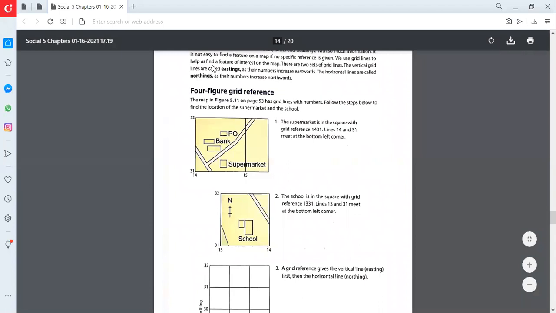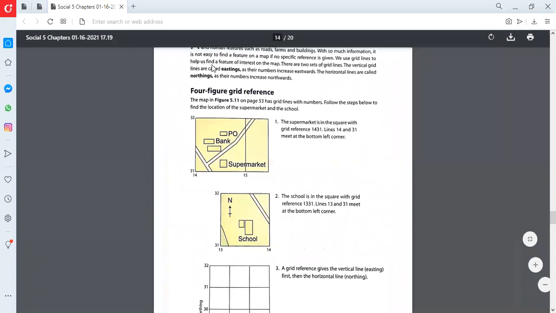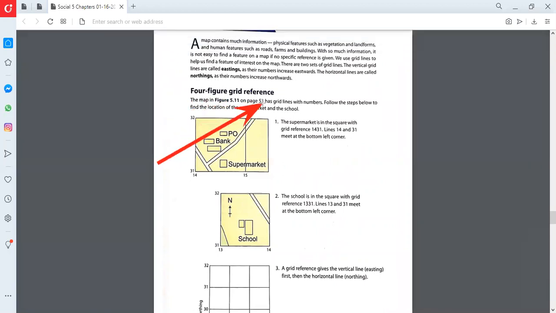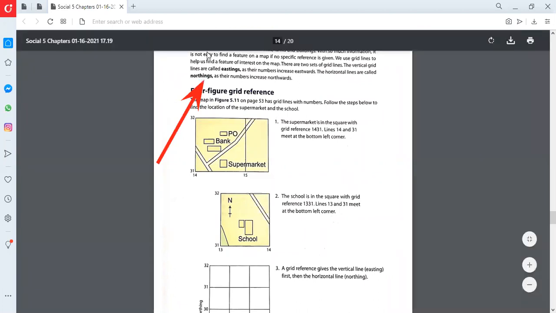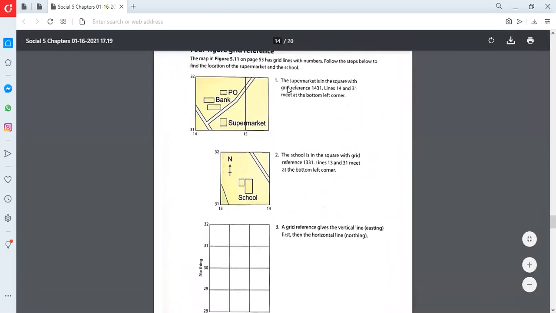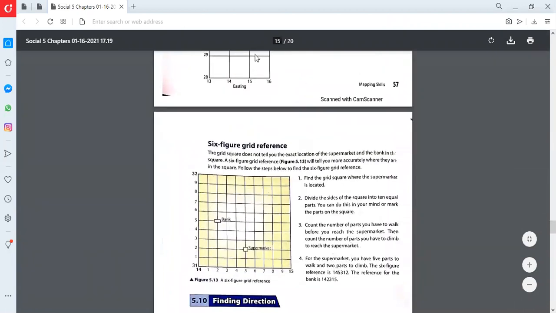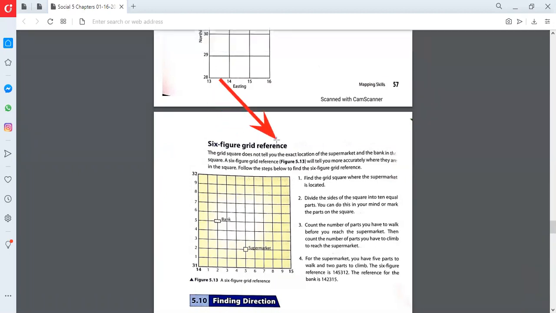So if you see the picture, these pictures are called a four figure grid reference. It's a four figure grid reference. Okay, now we are moving to the next one. The next one is a six figure grid reference, on page number 58. On page number 58, we have a six figure grid reference.